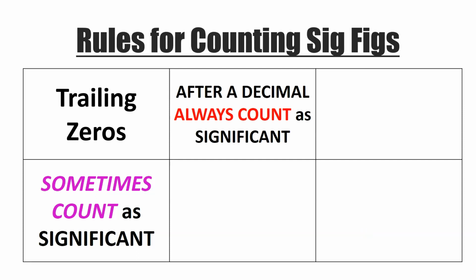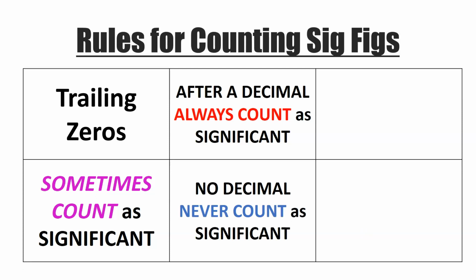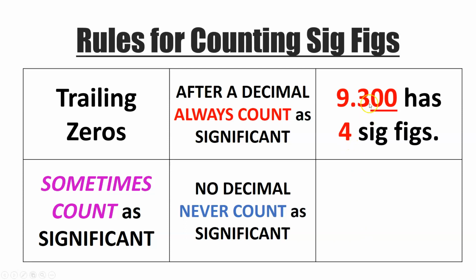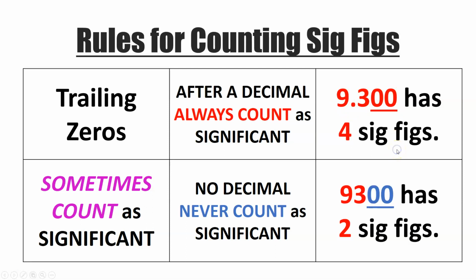If they are after a decimal, they always count. If there's no decimal, they do not count as significant. So here you can see 9.300. Because there's a decimal here, we are going to count all of these as significant. Compare that to 9300 with no decimal anywhere. That means these trailing zeros at the end don't count. We don't care about them in terms of significance.